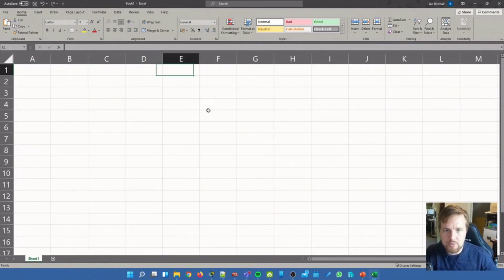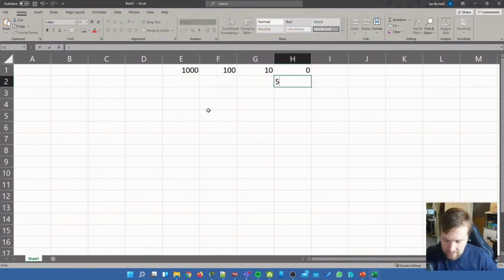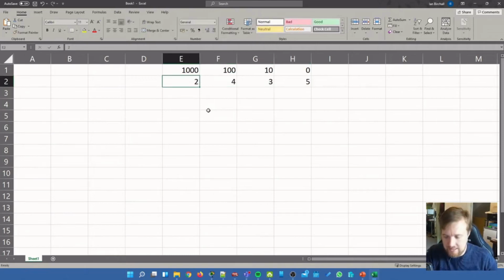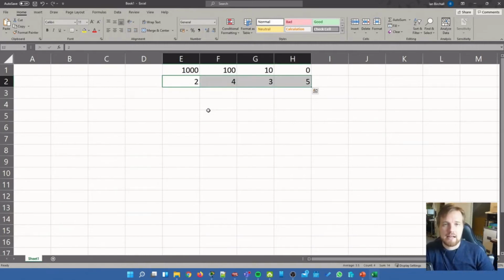So in decimal, we always read left to right. So you'd have the column of units, okay? You'd have the column of tens, you'd have the column of 100s, you'd have the column of 1000s, okay? As you go along, if I wrote down the number 5, 3, 4, 2, you'd be able to know that that is the number 2435, okay?